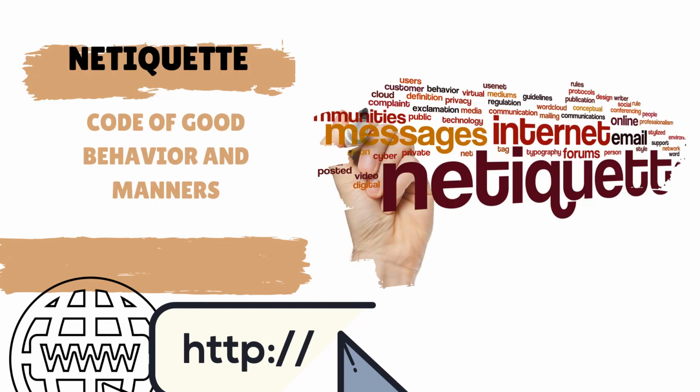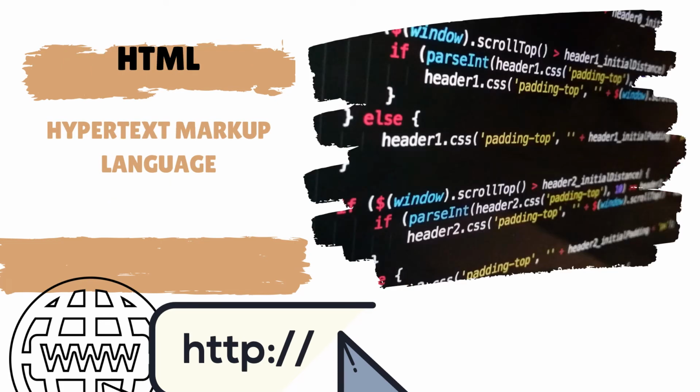Netiquette. This is a short term for Internet Etiquette. It is a code of good behavior and manners on the Internet or while using the Internet. HTML or Hypertext Markup Language is the language used for encoding web pages. It uses tags to define the layout and elements of a page.